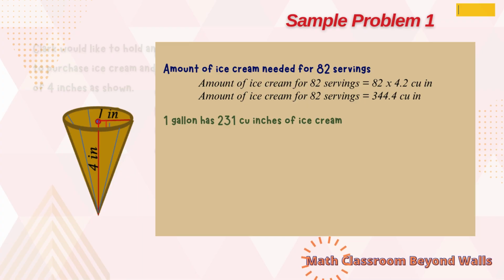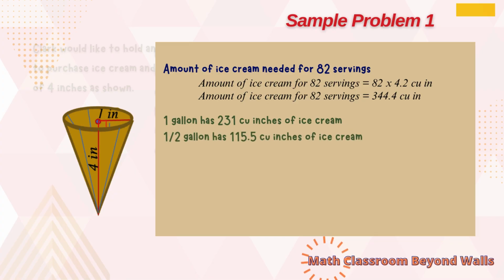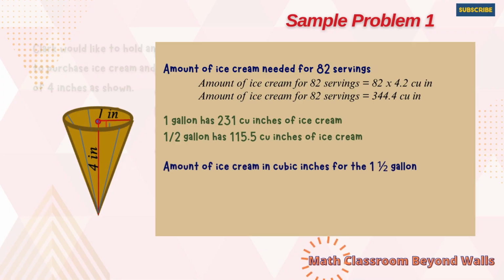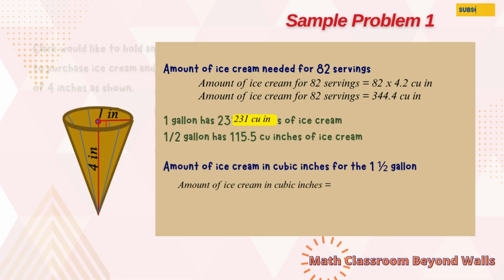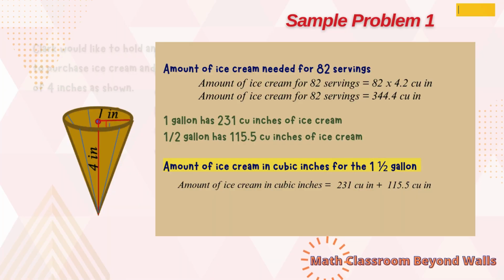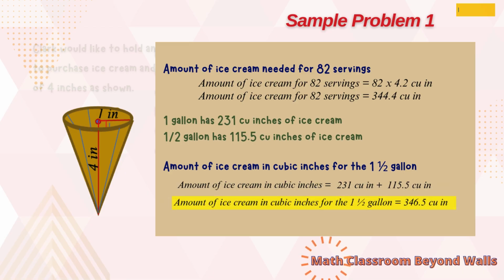Let us see. A gallon has 231 cubic inches of ice cream. Then, half gallon has 115.5 cubic inches of ice cream. Do you agree? Adding 231 cubic inches and 115.5 cubic inches gives us the amount for the 1.5 gallon of ice cream in cubic inches. And this is 346.5 cubic inches. Again, how much ice cream in cubic inches does Clark need for the whole class? Okay, so Clark needs 344.4 cubic inches of ice cream for the class.